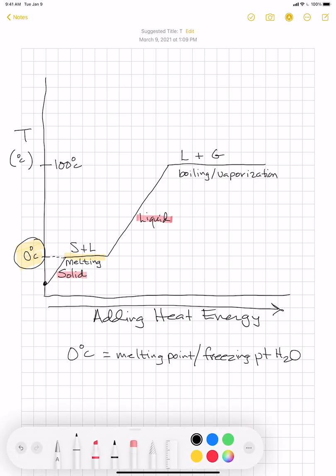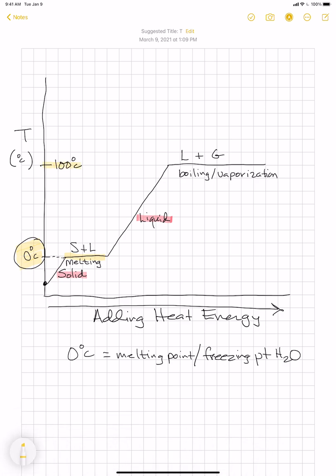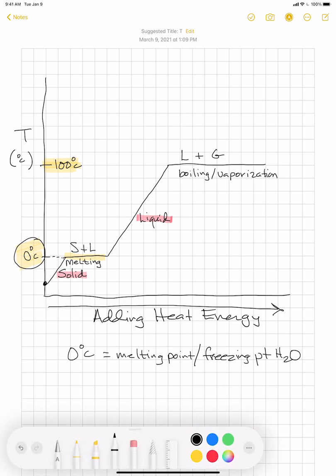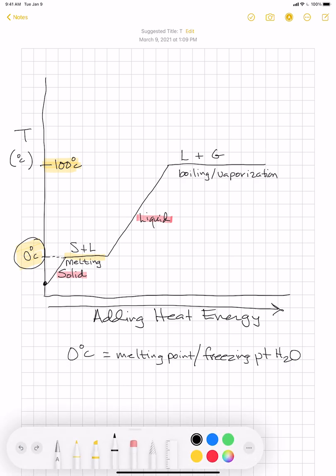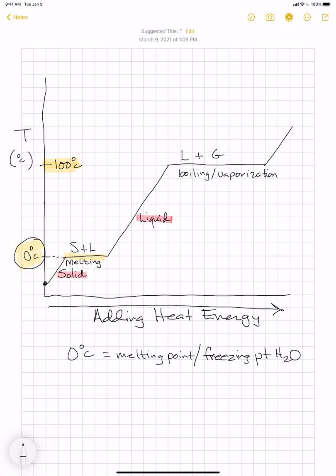And the curious thing is that the temperature would remain constant at 100 degrees Celsius until all of that liquid water was gone and the water began to change into the gas phase. Okay, guys?